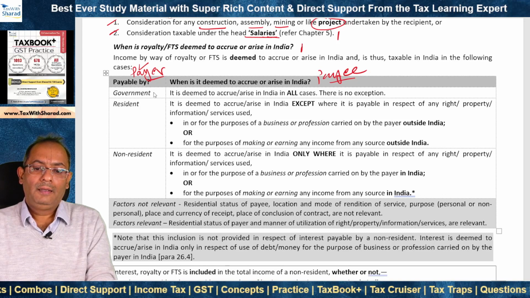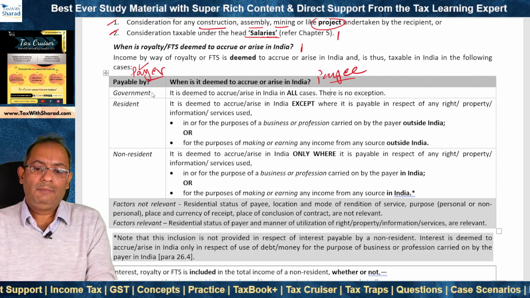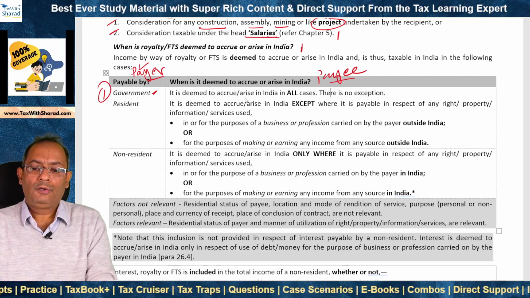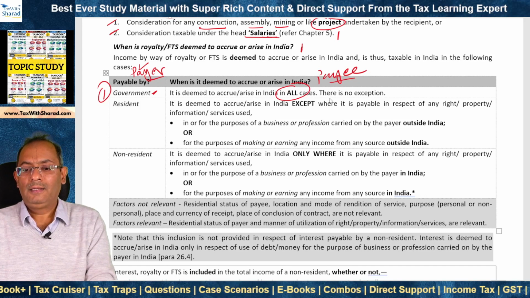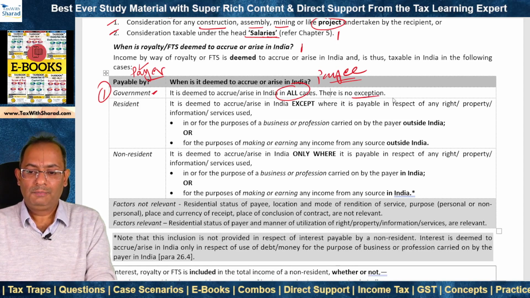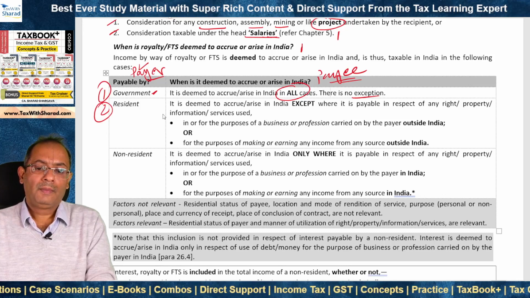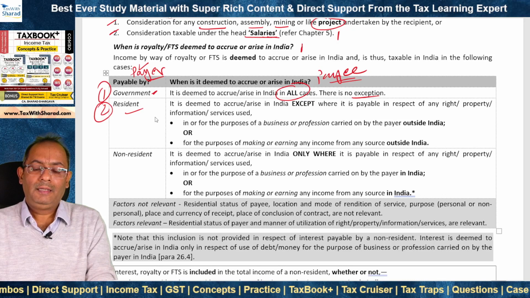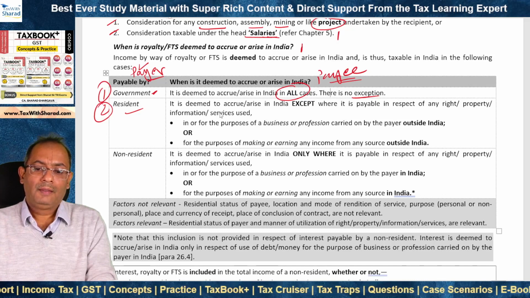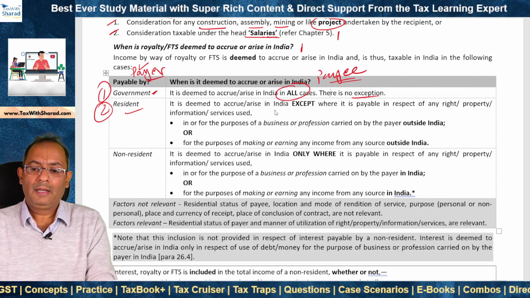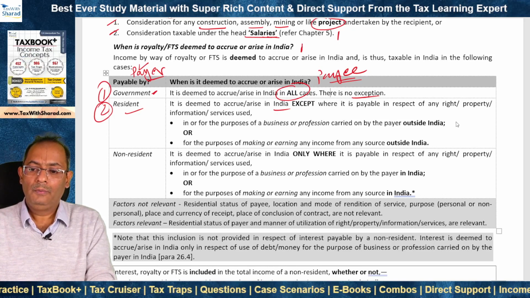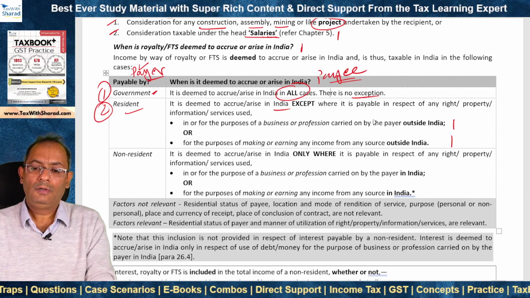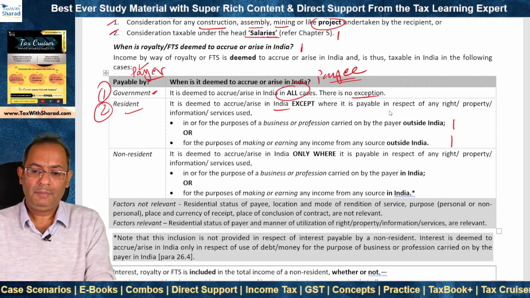So as we noted earlier, if the royalty or FTS is payable by the government, then royalty or FTS is deemed to accrue or arise in India in all cases, and it is taxable in the hands of the payee, and there is no exception. Second, if the royalty or FTS is payable by a resident, that means the resident is the payer, then the royalty or FTS is deemed to accrue or arise in India, and it is taxable in India. However, just like in the case of interest, there are two cases in which it is not deemed to accrue or arise in India, and therefore not taxable in the hands of the payee.